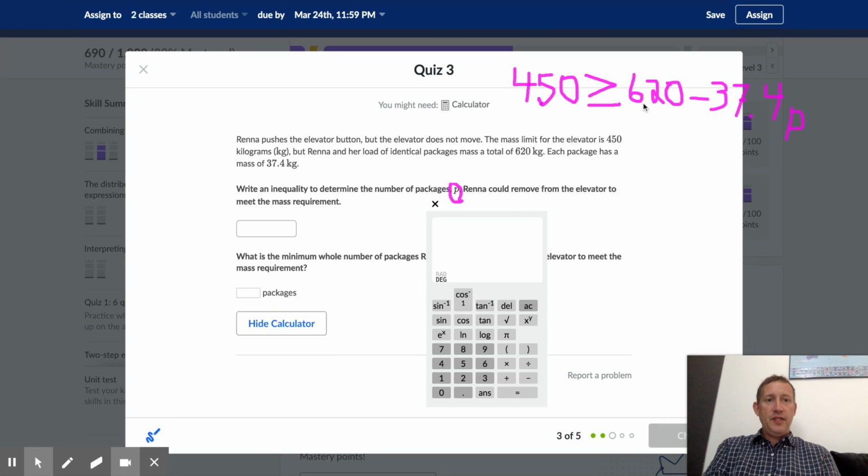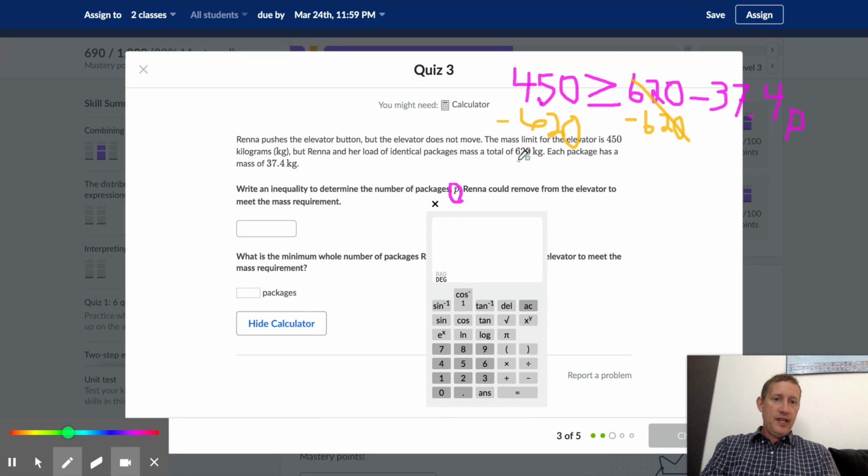All right, first thing we need to do is to solve for P. Let's get rid of this 620. How are we going to get rid of that 620? By subtracting. Okay. 620 minus 620 is 0. But notice that negative is still with 37. And then over here, we're going to do 450 minus 620. If you use your calculator, you'll see that that answer is going to be negative 170.